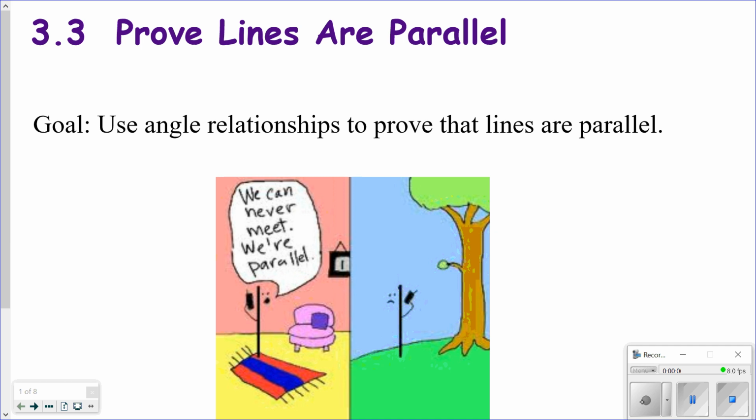Hi everyone, today we're going to start 3.3, which is prove lines are parallel. And our goal is to use angle relationships to prove that lines are parallel.